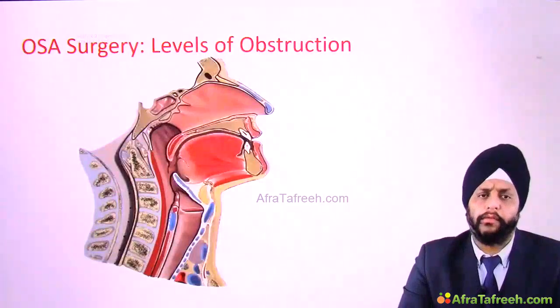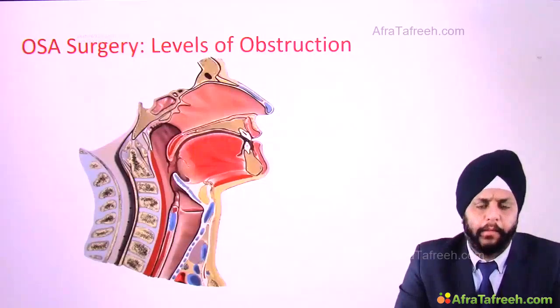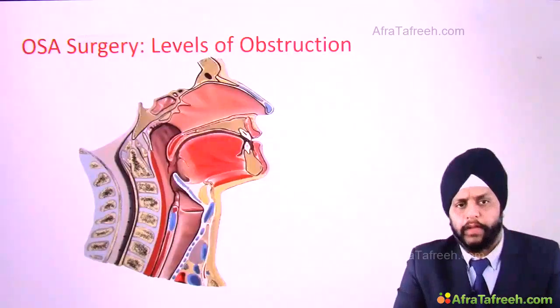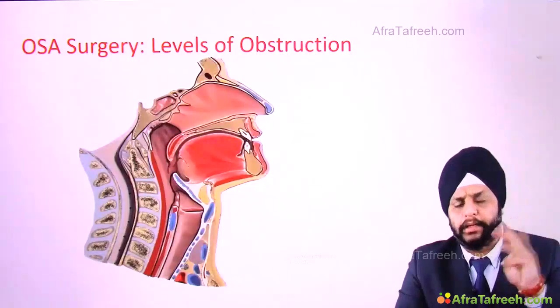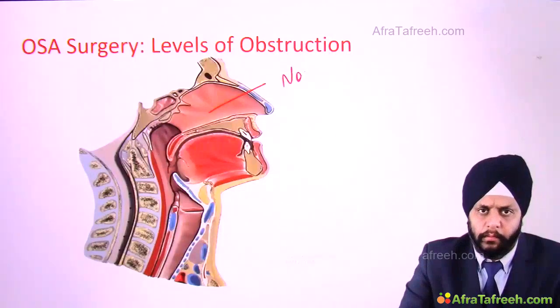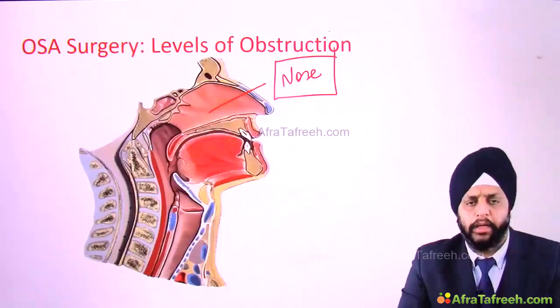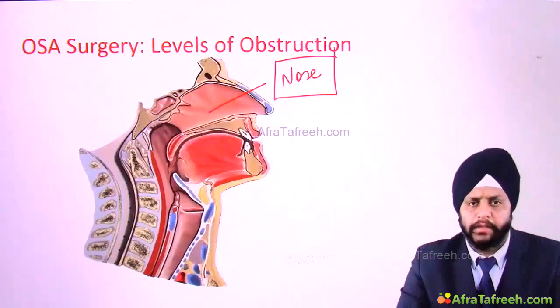Now we can also go for surgeries. The surgery for OSA depends upon the level of obstruction. There are three basic levels where the patient may have obstruction. What are these three levels? Number one is the nose, the nasal cavity. The patient may have enlarged turbinates or a deviated septum. So that's number one.